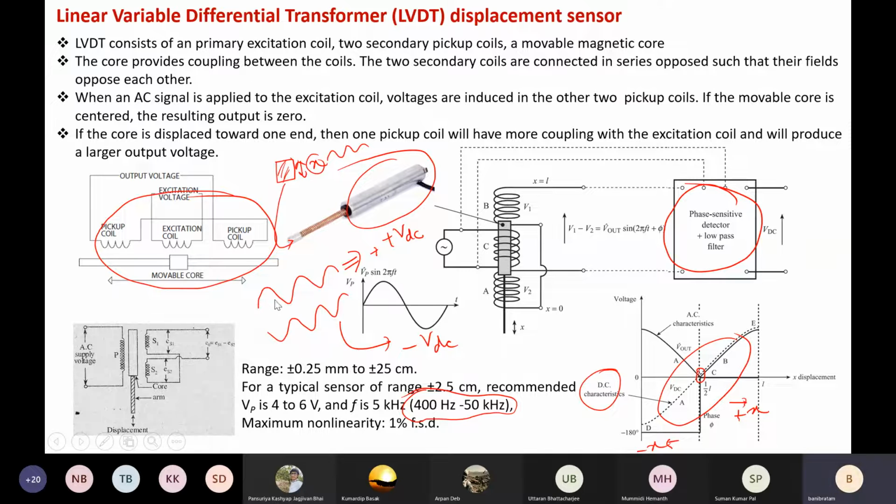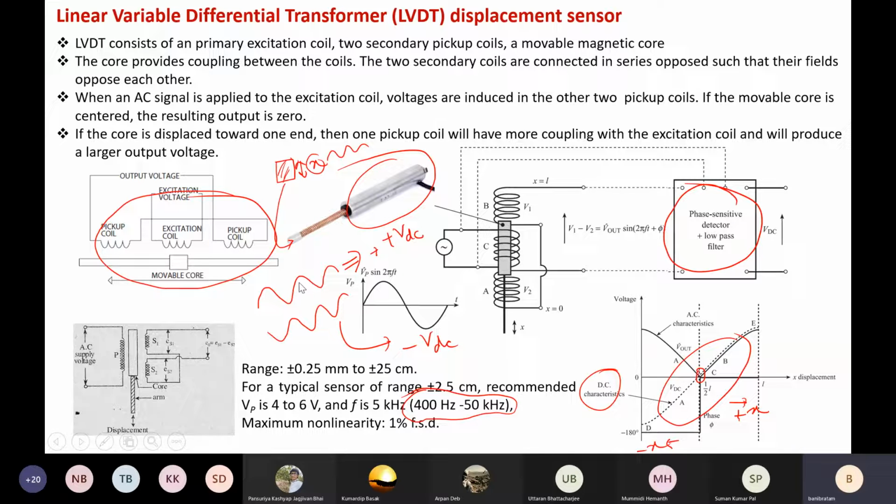The output, should it be a function of that displacement frequency or not? Yes or no? Any guess? So the amplitude of the output, the change in amplitude, will also be sinusoidal. So basically, this sinusoidal thing, what we are getting, what is the frequency of this one?